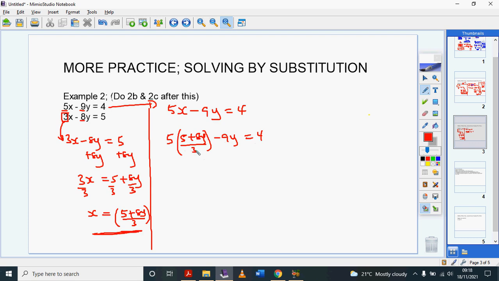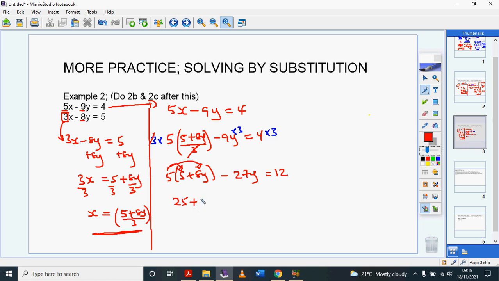One way of dealing with this 3 in the denominator is I can multiply it out through all the terms. So I can multiply this term by 3, multiply that term by 3, multiply that term by 3, and then this 3 here will cancel out, and then I'll have 5 into 5 plus 8y minus 27y is equal to 12. Then I'll distribute this 5.